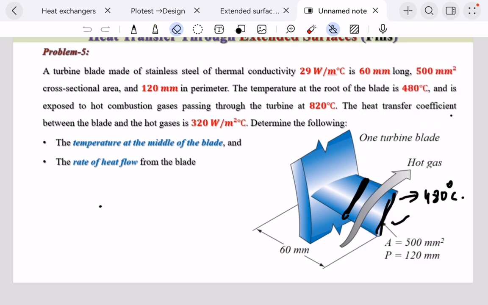Hello everyone. Now let's discuss problem number 5 in this chapter, extended surfaces. Now look here what is given to us.